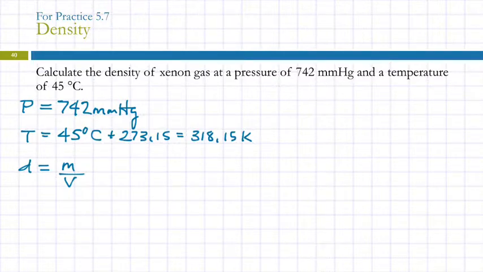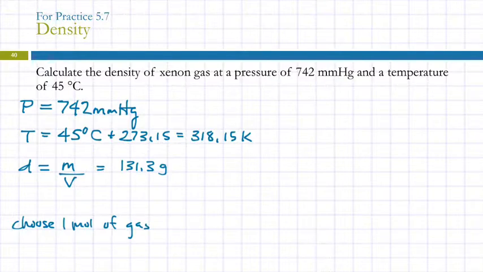Well, what's the mass of this gas? They don't tell me the sample size. I can choose a sample size. I'm just going to choose 1 mole of gas. So what's the mass of 1 mole of xenon? It's on the periodic table, right? 131.3. So I'm choosing 1 mole of gas, because then I can calculate its volume, I can calculate its mass. So that's the mass. What's the volume of this gas?